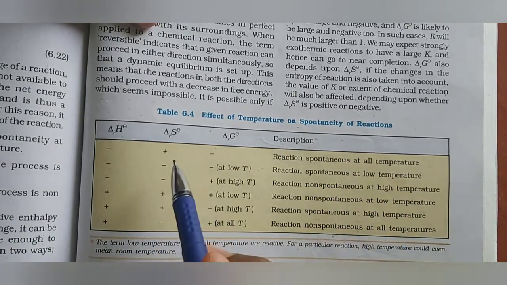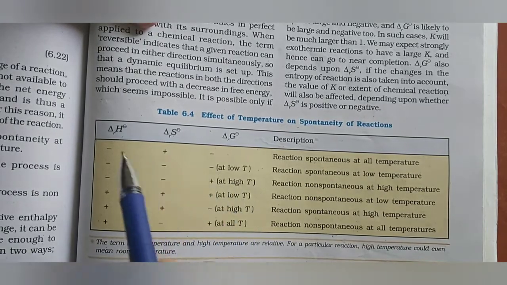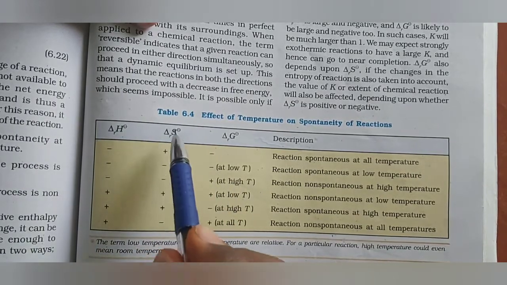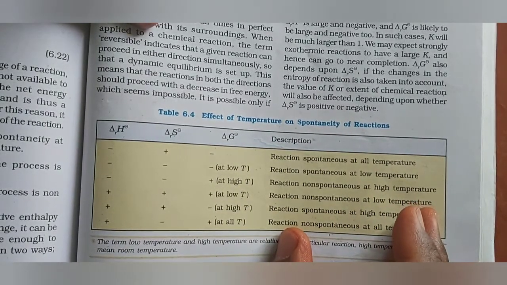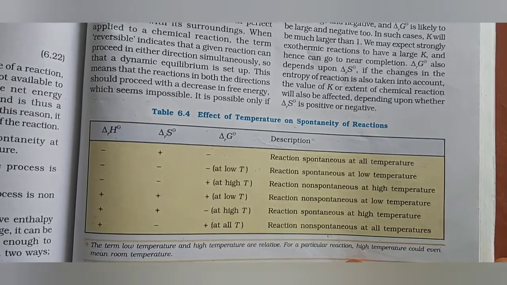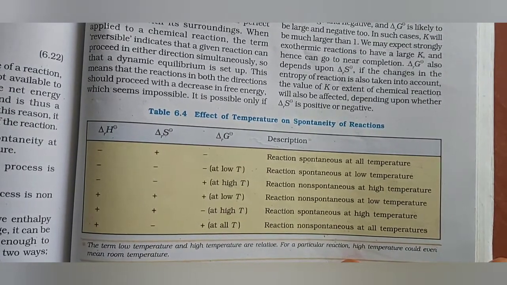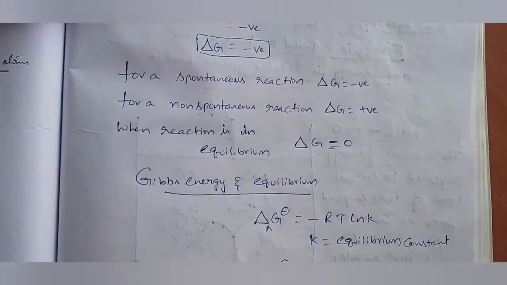Whatever they gave in the tabular column, those are nothing but what we get by substituting delta H values and delta S values in our formula, delta G is equal to delta H minus T delta S. Okay, and the final conclusion which is helpful is this one only. Better to remember this one.